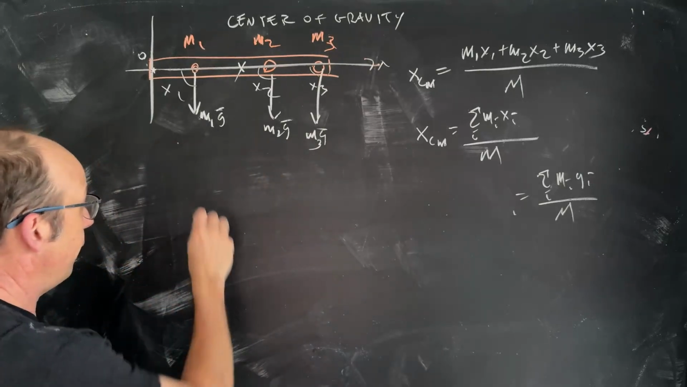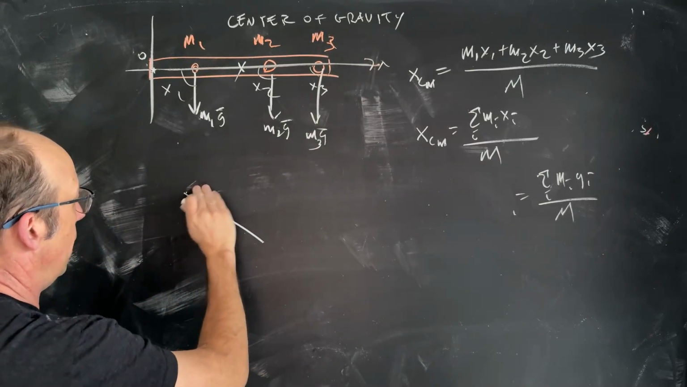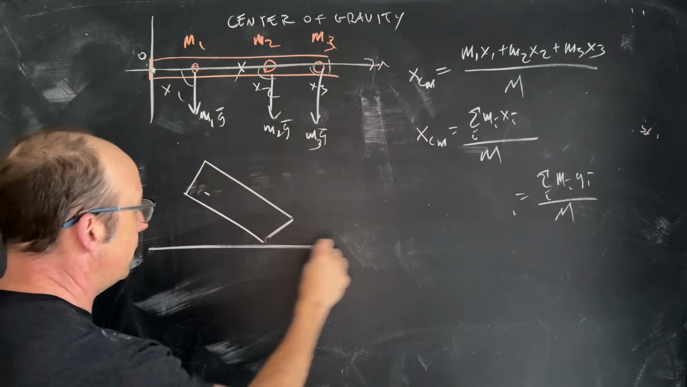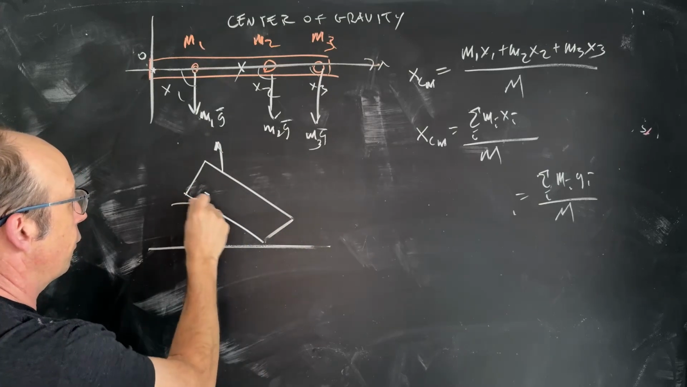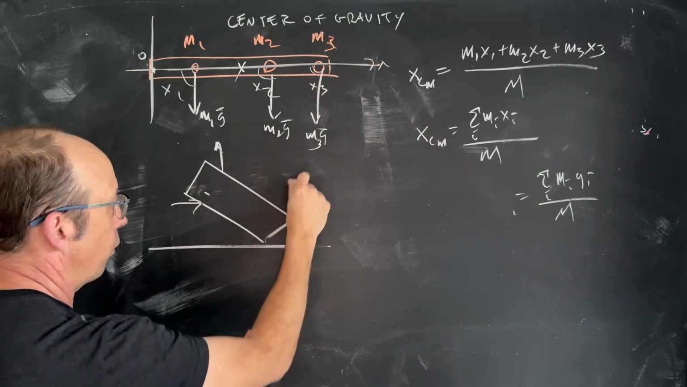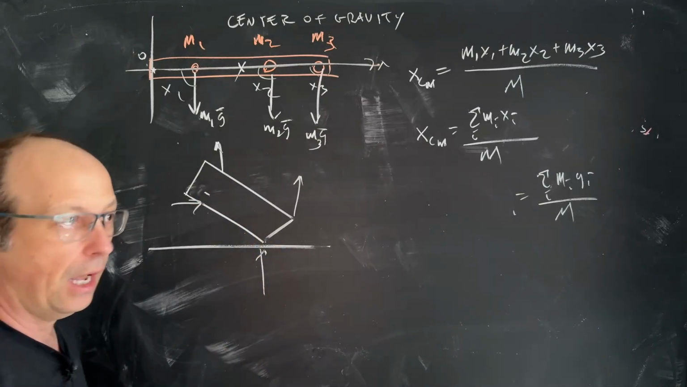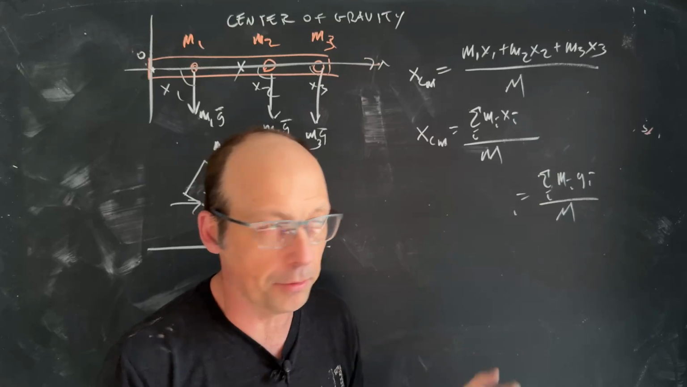If I have a rigid object, let's make it a box. And it's leaning up like that on the floor. There's a force up here. There's a force over there. And there's a force right there. I don't know. There's a force right here. And there's gravity. I can calculate the net force. I can calculate the net torque. I can say it's in equilibrium.